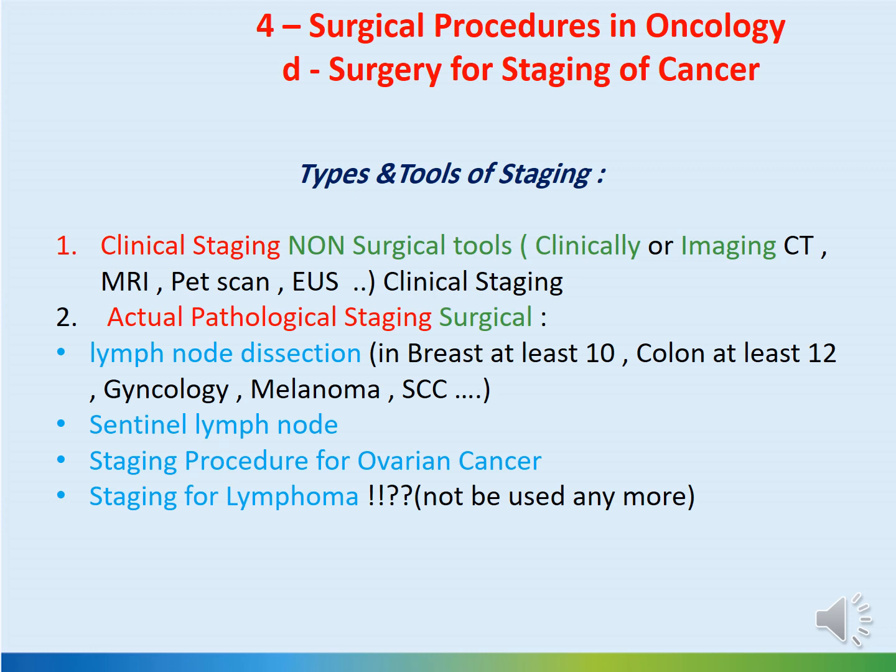The second type of staging for cancer is called actual pathologic staging. That means we determine the correct staging after the surgery, or we use the surgery to determine the staging. Here we have many examples of this type of surgery.